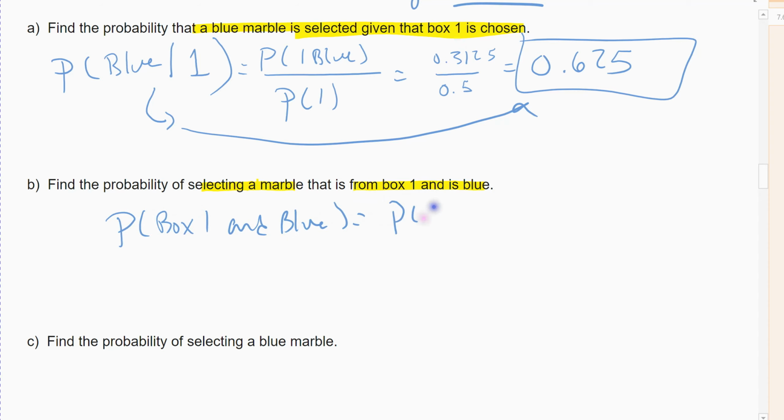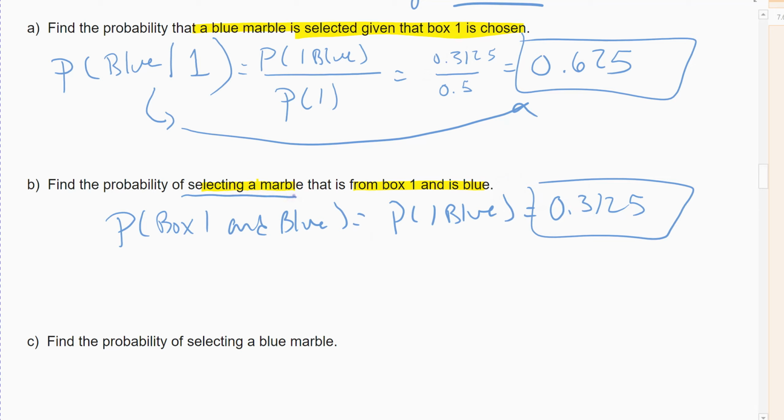Well, that's one of the end results of the tree. That's the box 1 and blue case, which is this probability I have up here: 0.3125. Now, it was based on a conditional. I used a conditional to find it, but this one is not. It's just out of all. I'm selecting any marble. All of them are at play in that case. If I select any marble from this experiment, what's the odds that it came from the first box and is blue? Well, the odds are about 31% chance.